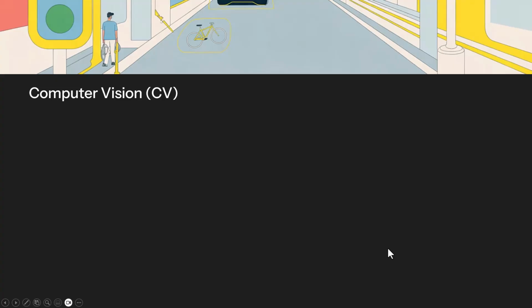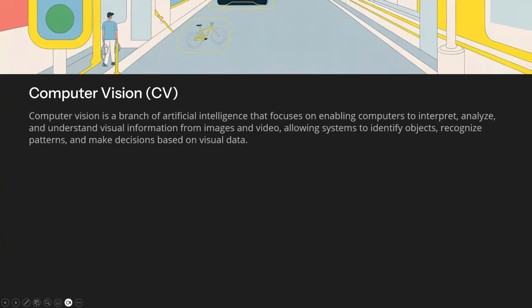That brings us to computer vision, or CV. Computer vision is the branch of AI that focuses on enabling computers to interpret, analyze, and understand visual information. So think anything related to images or video, allowing systems to identify objects, recognize patterns, and make decisions based on visual data. If it relates in any way to identifying things from images, generating images, anything with video or images, detecting things in videos or images, if you're using AI in that way, then it's going to be related to computer vision.